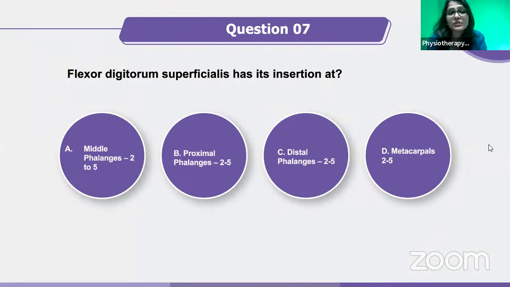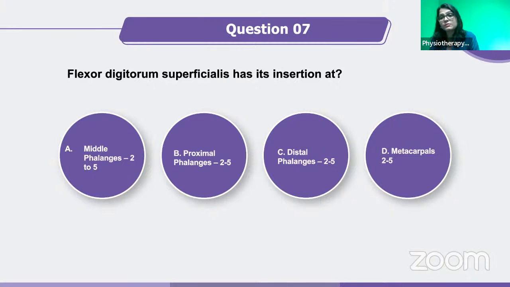Now, time for the question. Flexor digitorum superficialis has its insertion at: middle phalanges, proximal phalanges, distal phalanges, or metacarpals 2 to 5? Please comment down the answers. I want the answers. Start.